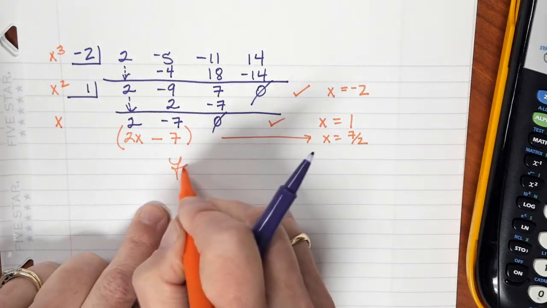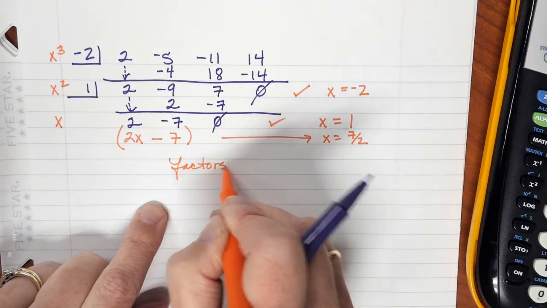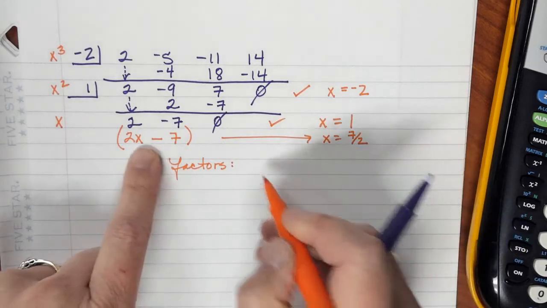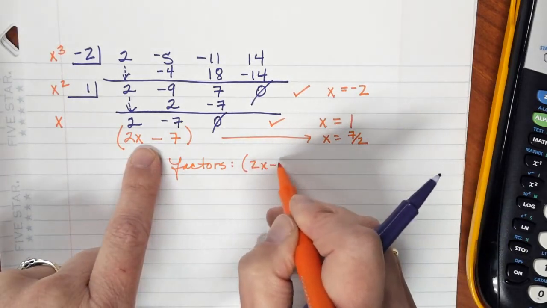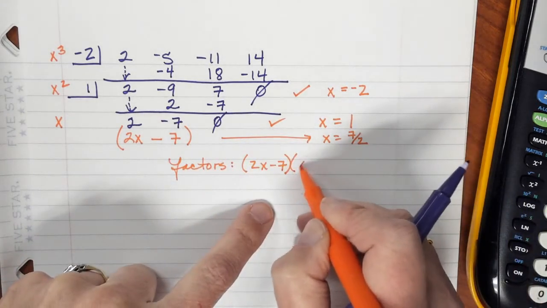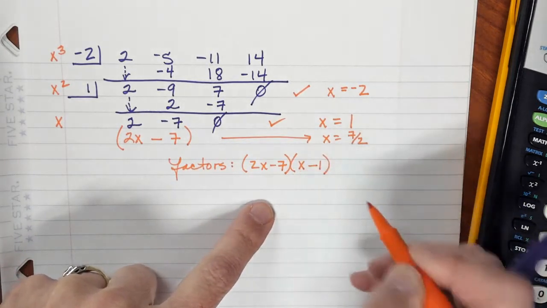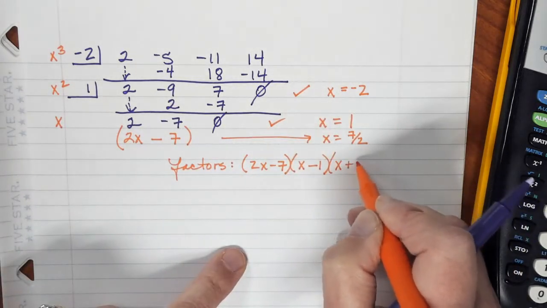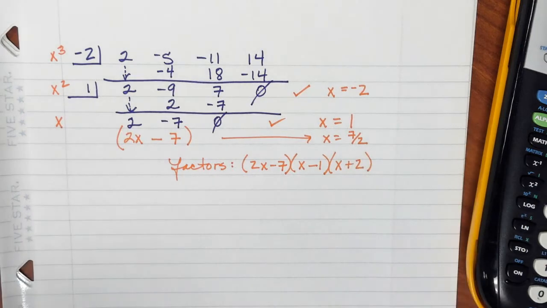So let's list our factors. You already have the zeros, but the factors would be this one that we have, 2x minus 7. If the zero is 1, you know the factor is x minus 1. If the zero is -2, you know the factor is x plus 2. And those would be the factors.